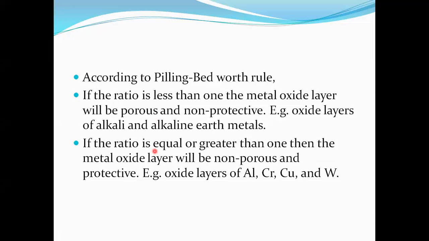Now, a ratio greater than 1 is identified in metals like aluminum, chromium, copper, tungsten, zinc, and so on, and they have a high rate of corrosion. Simple: greater than 1 indicates a stable, non-porous metal oxide with a thick layer; less than 1 indicates an unstable, porous metal oxide with a thin layer.